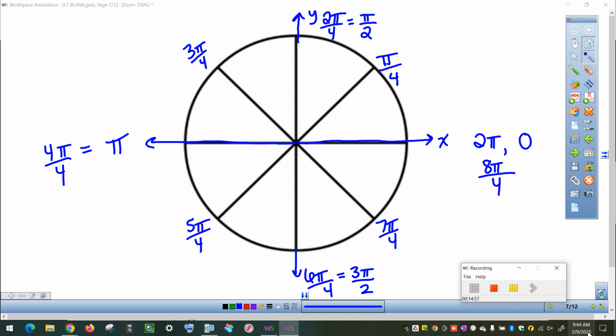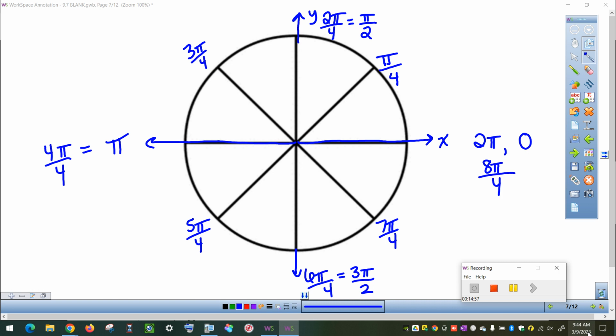Now, the other thing to know is that there's no limit to the number of times that you go around your circle. Just as we saw with degrees, we can go multiple times. So let's say that we made one full trip and we're at 8 pi over 4. You can just keep counting. So this would be 9 pi over 4. This would be 10 pi over 4, or 5 pi over 2. This would be 11 pi over 4, and so on. You can keep going round and round.